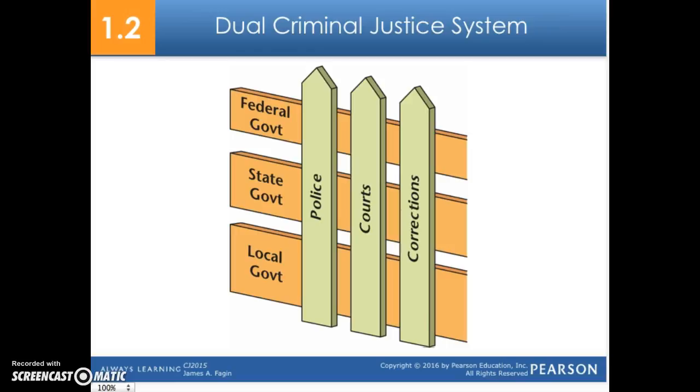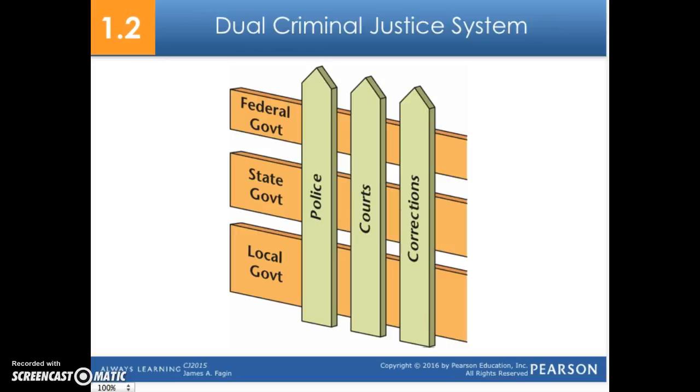And in theory, one could be prosecuted for a crime, let's say bank robbery, at both the state level and the federal level, because each of those have jurisdiction over that particular offense. And the same can be true for drug cases and things like that. But just know that the dual criminal justice system exists in the United States.